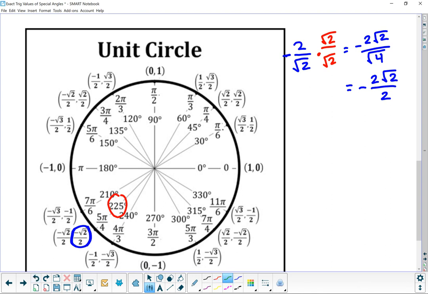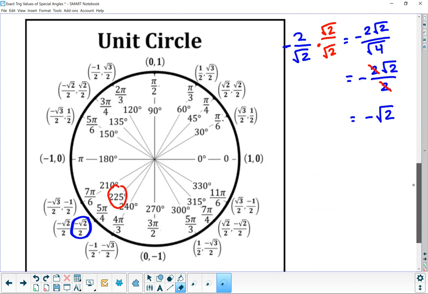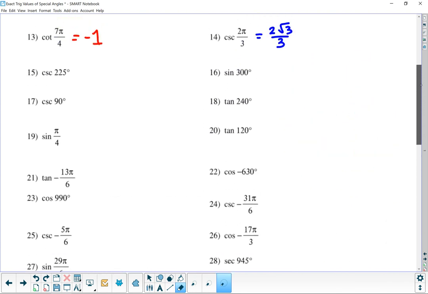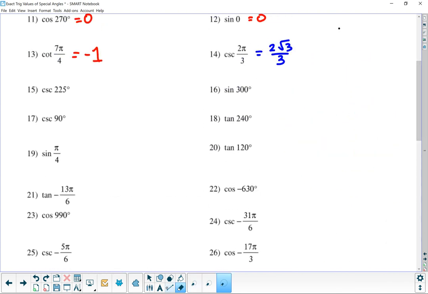But seeing it like this, I can now cancel the 2 on the outside with the other 2 on the bottom on the outside because they're both not in the radical. So they cancel, and we will be left with negative radical 2. If you want, you can put a 1 underneath, but it is not necessary. So it looks a lot cleaner with just negative radical 2 for 225 degrees, which is number 15.